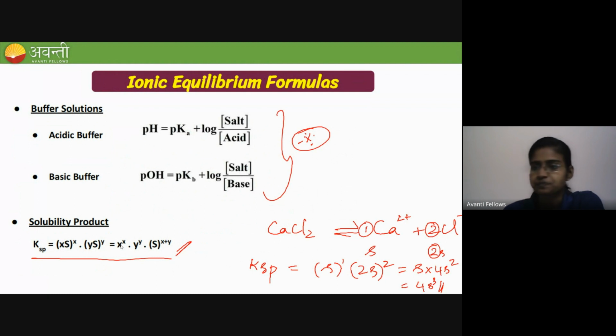So any doubt from the till this equilibrium lesson? Shall I move on to the next lesson? Yes? Yes? I'll go with the solutions lesson, okay?